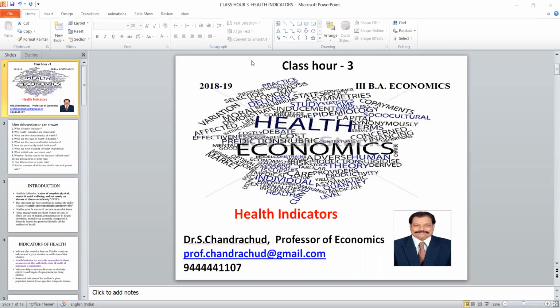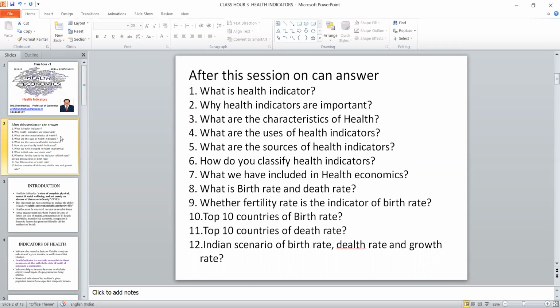This is the third class for health economics. In the last two classes, we have studied the various elements of health economics. Today, we studied about the scope of health economics. Today, we are going to discuss about the health indicators. After this session, you will be able to answer these questions.